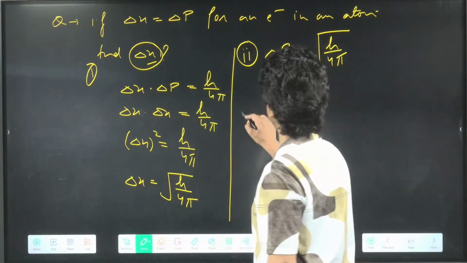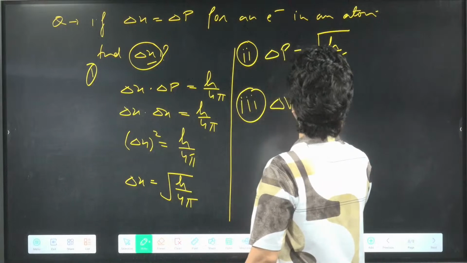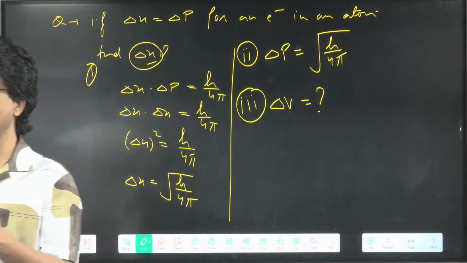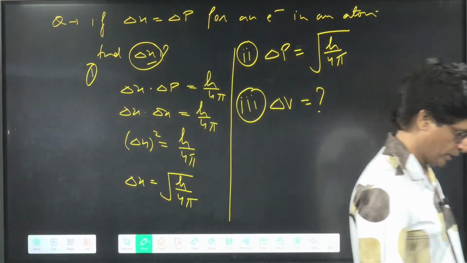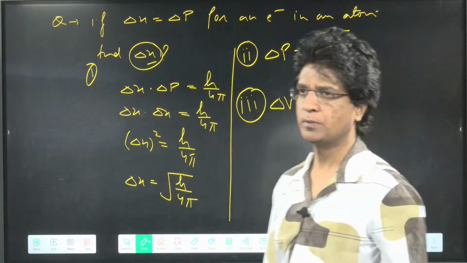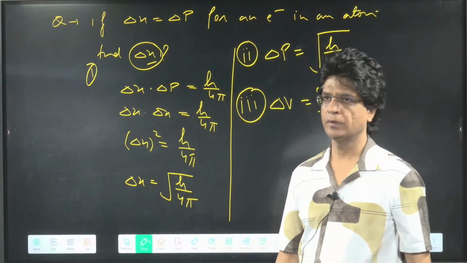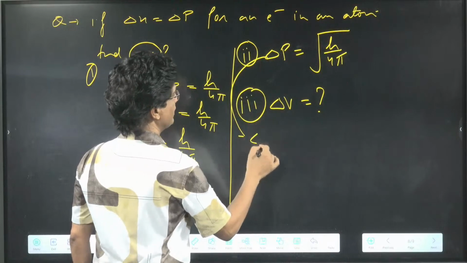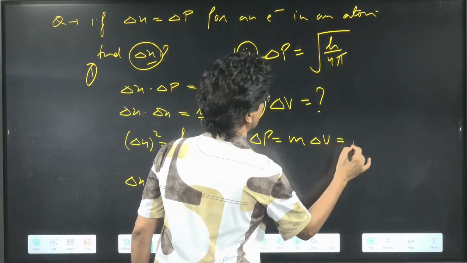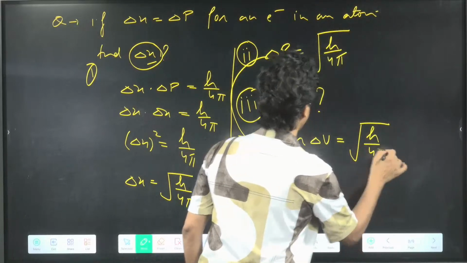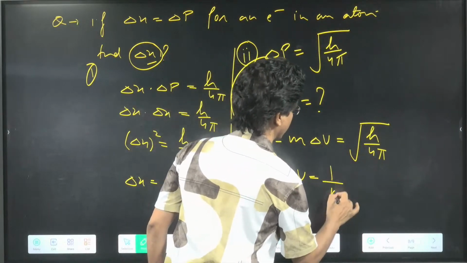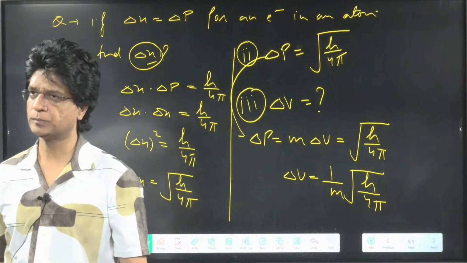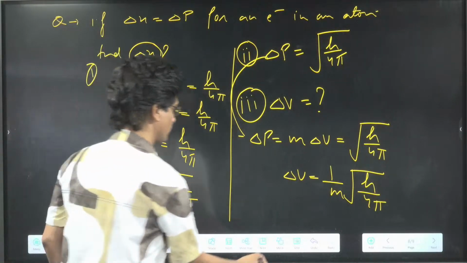Great. The third one is to find delta v. Same question. Delta v means uncertainty in the velocity. Come on, boys and girls, be quick. So I believe from here, delta p is equal to m delta v, which is equal to root of h upon 4 pi. So can I say that delta v will be equal to 1 upon m, root of h upon 4 pi. Good one, very good.